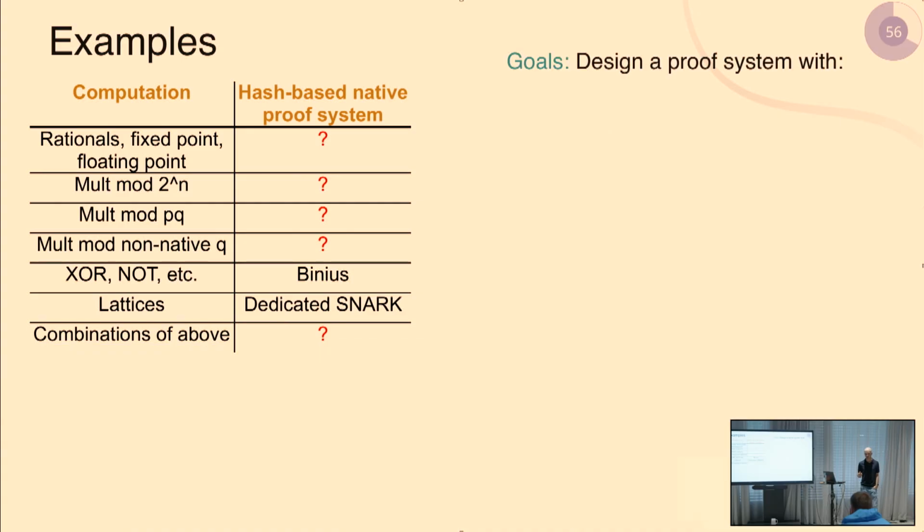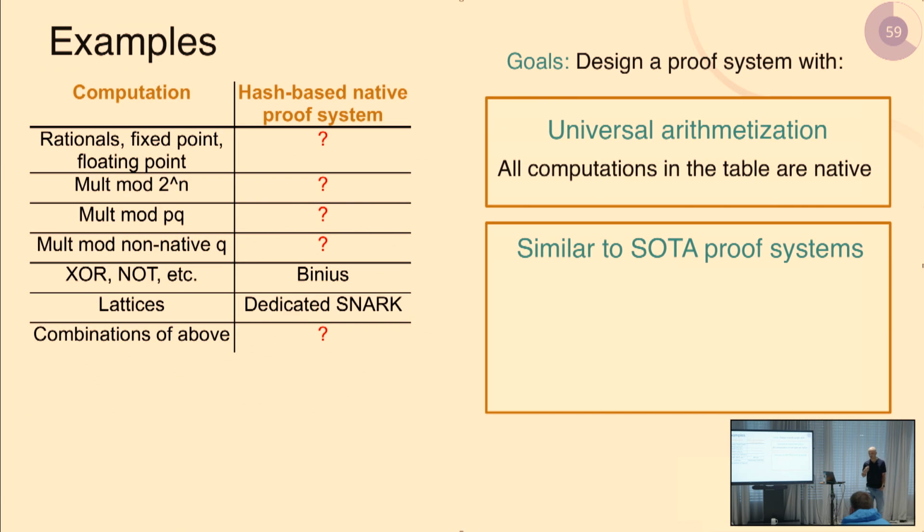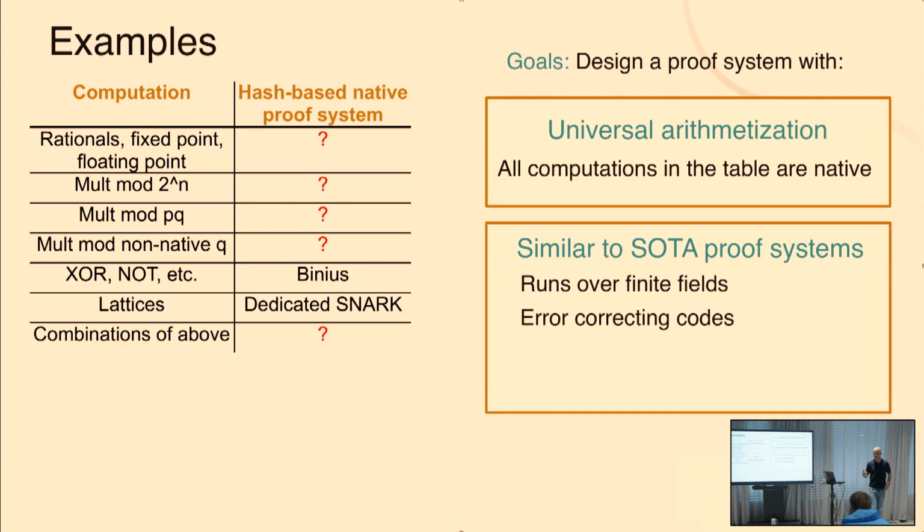Okay, so our ultimate goal at Nethermind is to design a proof system that has what we call a universal arithmetization, which means that all the computations in this table should be native. And we want it to be similar to state-of-the-art proof systems. What's a state-of-the-art proof system? That's a bit subjective, but for now we have decided to take as role models proof systems that eventually run on finite fields, that use error-correcting codes, hash functions, and we take as role model SNARKs, Plonky, Ligero, things like that. Code-based proof systems.